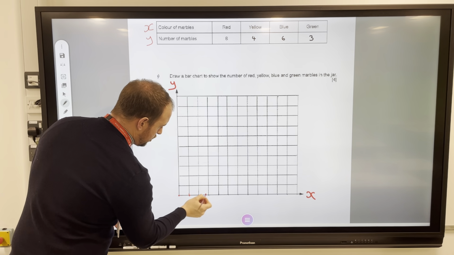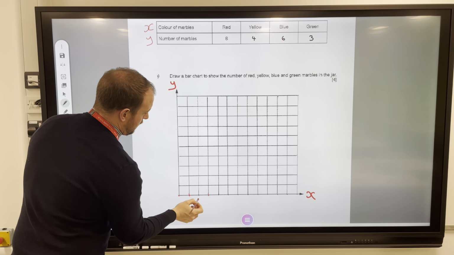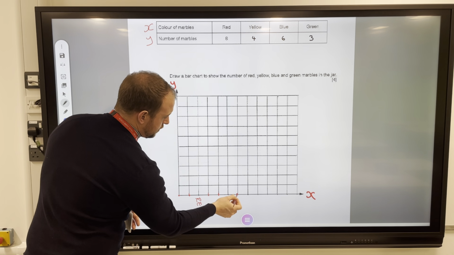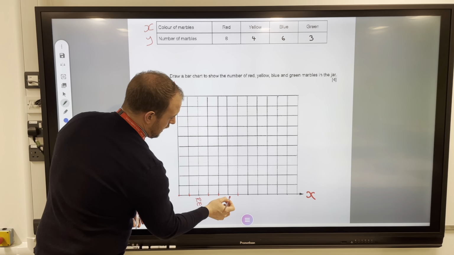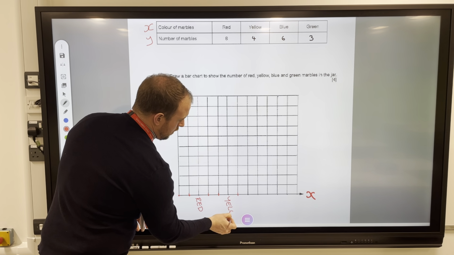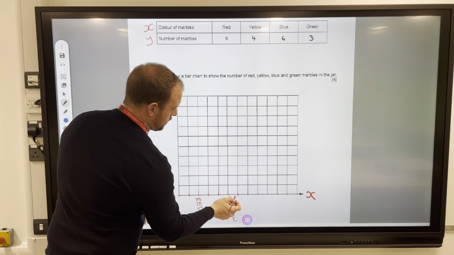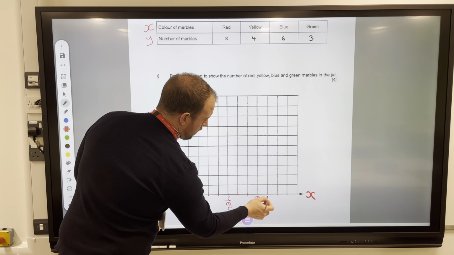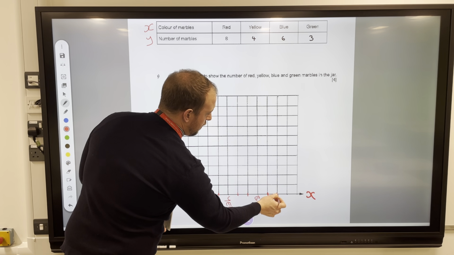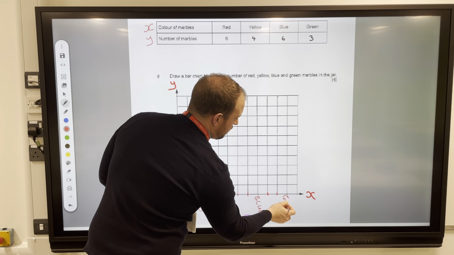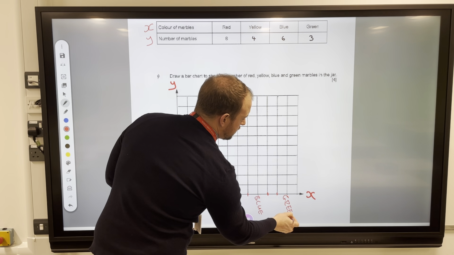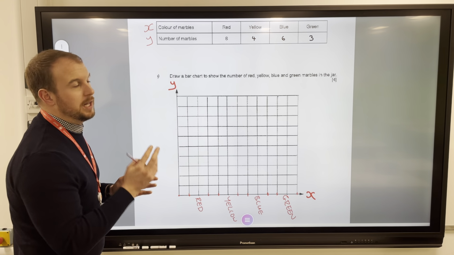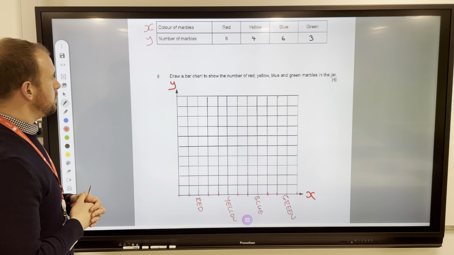So gap, and then 2 squares, and then I'm going to label it with red, gap, 2 squares, yellow, and then we've got gap, and then blue, gap, and then green. You will notice that I have put these little markers on the line, not in the middle of a square. They're on the lines to help us.